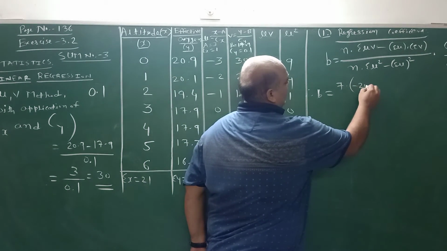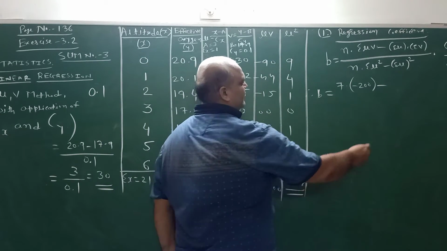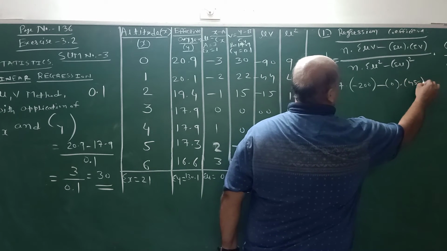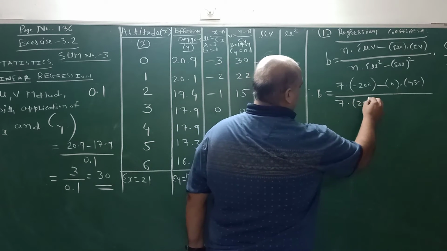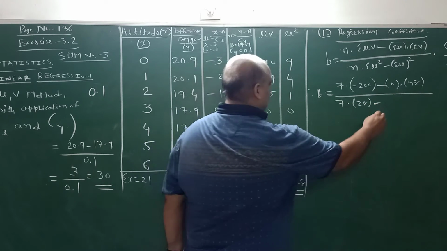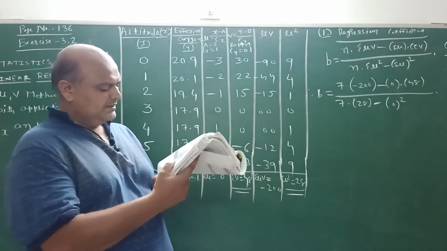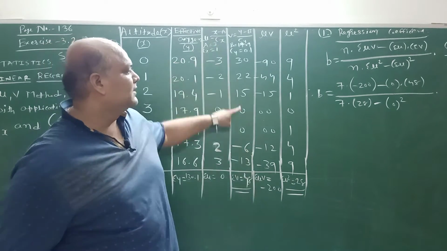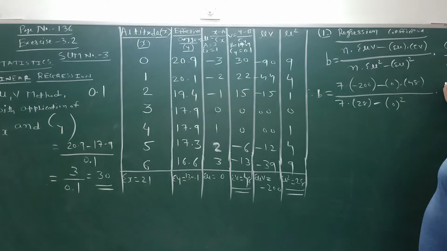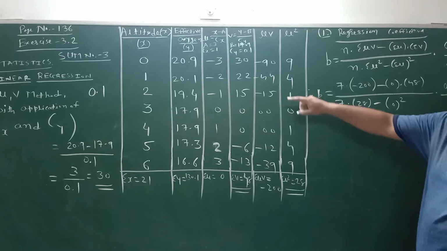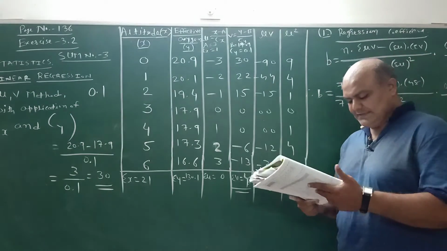7 into minus 200, minus sigma u, which is 0. Sigma v is 48. 7 into sigma u square, which is 28, minus sigma u, that is 0, square. Friends, here Cy is 0.1. Why? All the digits of y divide by 0.1. So that is Cy. And Cx is 1, because all the digits of x divide by 1.